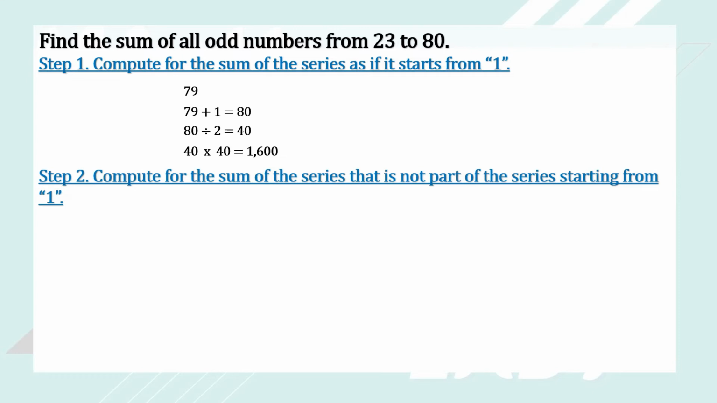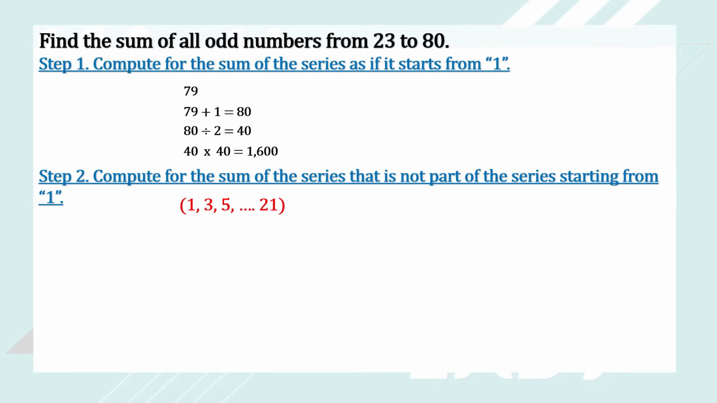So, sa step 2 natin, compute for the sum of the series that is not part of the series starting from 1. Anong ibig sabihin nito? Kasi nga ang ating set of numbers ay nagsisimula sa 23. So, ibig sabihin yung 1 to 22 ay hindi kasama. But, for our example, kasi nga ang hinahanap natin is mga odd numbers, ibig sabihin yung last set of numbers na hindi natin kasama is from 1, 3, 5 hanggang 21.